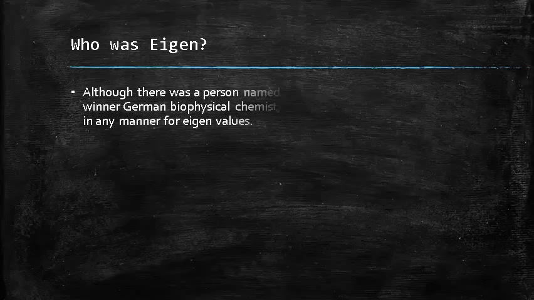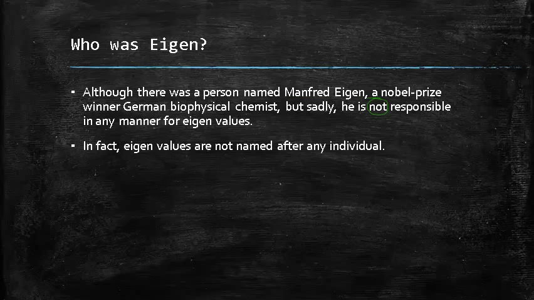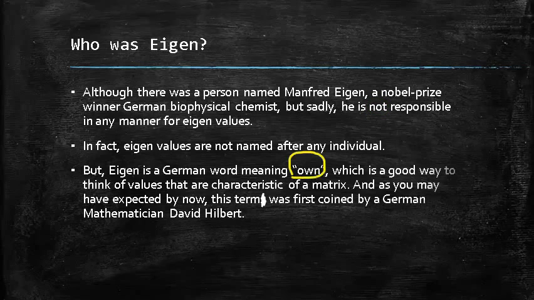Now who was Eigen? Although there was a person named Manfred Eigen, a Nobel Prize winner German biophysical chemist, sadly he is not responsible in any manner for eigenvalues. In fact, eigenvalues are not named after any individual, but Eigen is a German word meaning own, which is a good way to think of values that are characteristic of a matrix. And as you may have expected by now, this term was also coined by a German mathematician, David Hilbert.